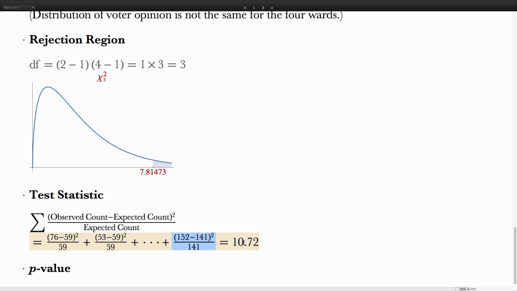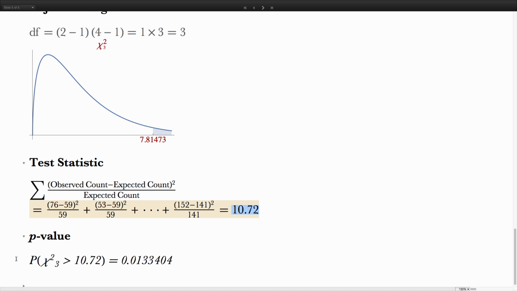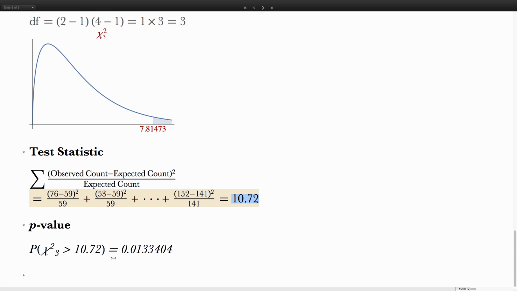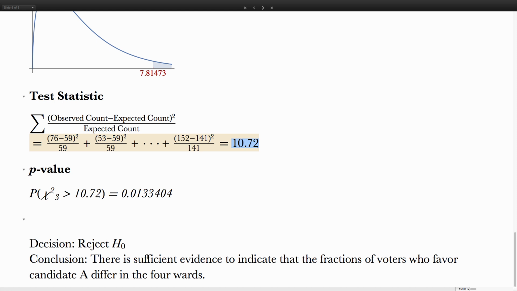And of course we have this value which is larger than our critical value. In other words, we're going to reject the null hypothesis. Of course, our p-value gives us a little more information of how good the rejection is, and here it's 1%, not too bad. And here is how we write our decision. So our decision is to reject H0, so we can support the claim that the fraction of voters who favor candidate A differ in the 4 wards. Okay, so we have a fairly strong indication of a differing fraction of voters who favor candidate A in the 4 wards.